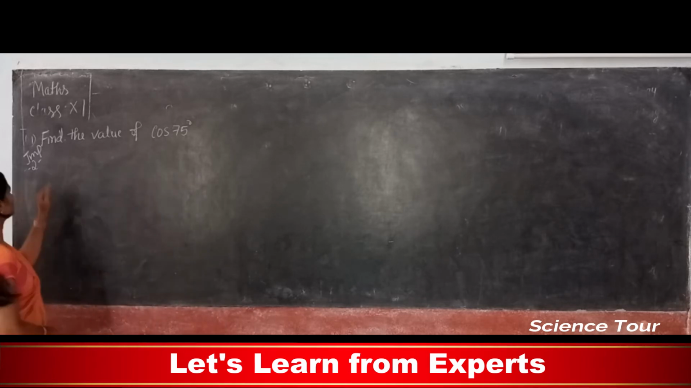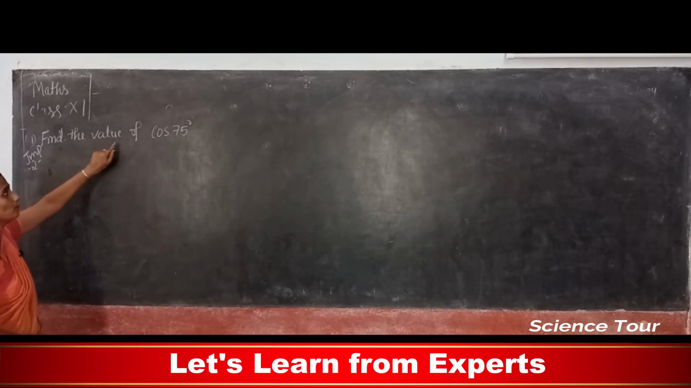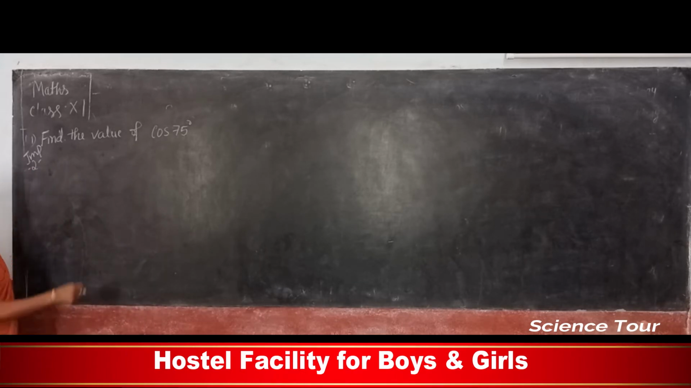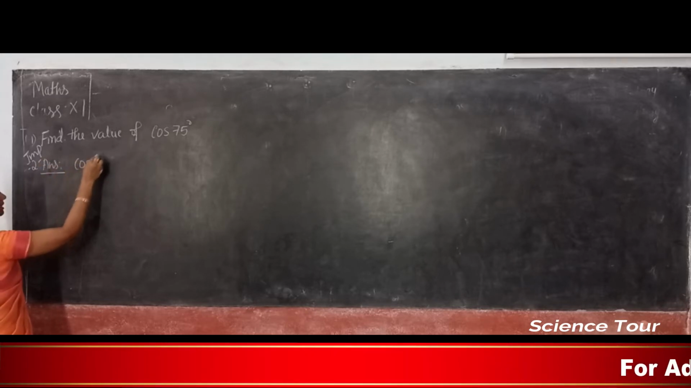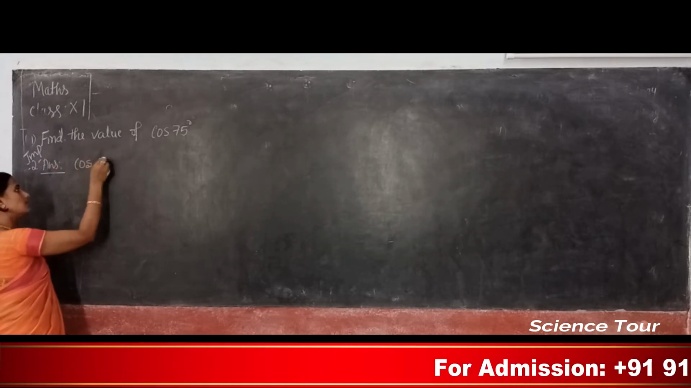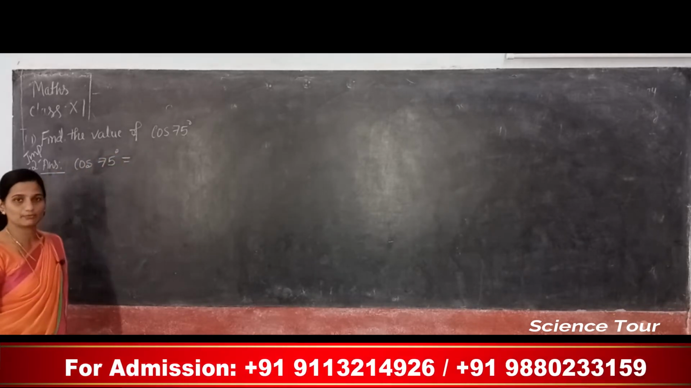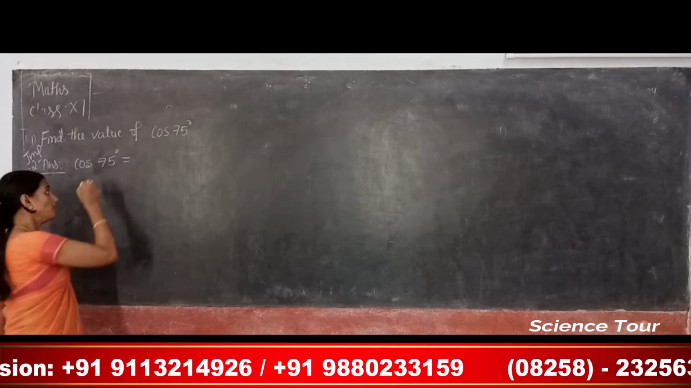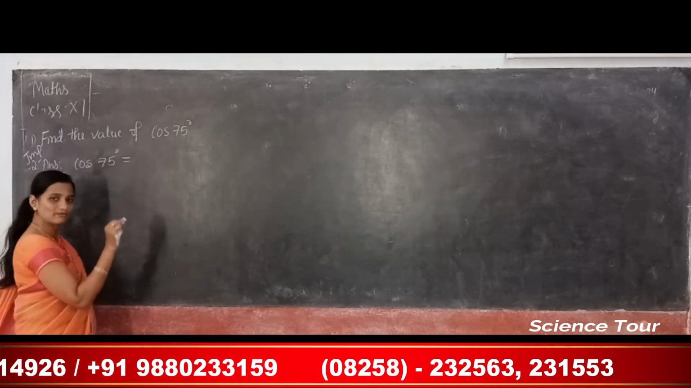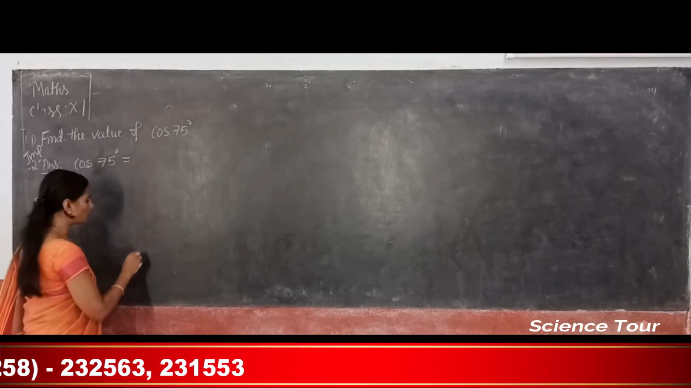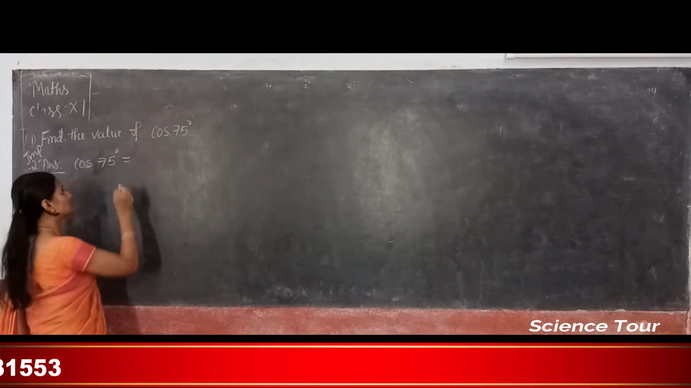Now next question, find the value of cos 75 degree. Same as the sin 75 degree, simplification. So now answer cos 75 degree, right? Now you should simplify this 75 from your table. How can we split the 75? 75 can be written as 30 plus 45 or 45 plus 30. Both are same.